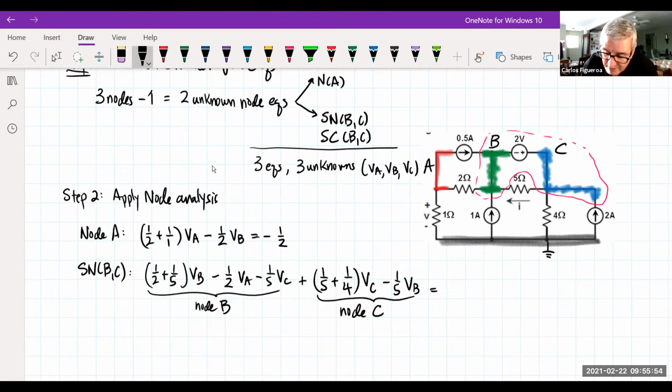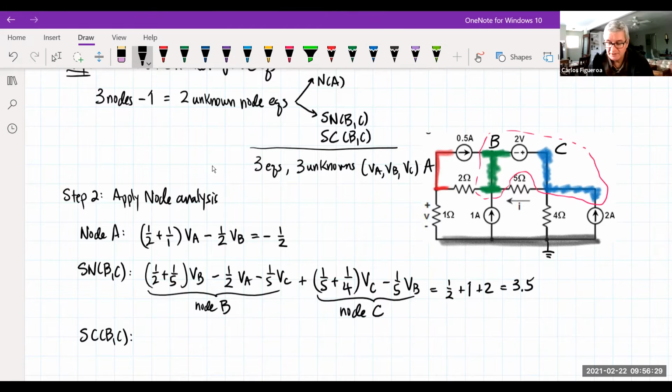Well, I have the 1/2 that's flowing into the B node, so that's part of the supernode, so it's got to be 1/2 amp. And then if I look at VB, you could see that I have the 1 amp flowing into there. So I got the 1. And then if you look at node C, you could see that there's a 2. So these are all of my current sources. And if you add that, this is going to be 3.5. So that's my supernode equation. Now let's go apply the supercondition.